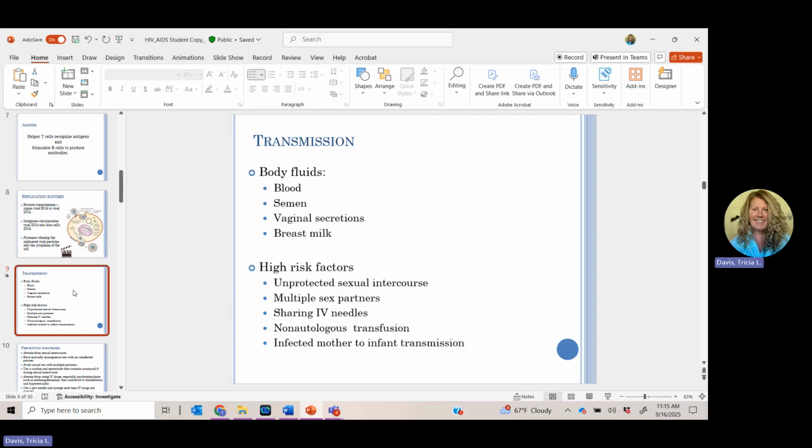So how is it transmitted? You definitely need to know this. Body fluids: blood, semen, vaginal secretions, breast milk. And you definitely need to know who the high-risk people are to develop this. Unprotected sexual intercourse, that's a big one. Multiple sex partners, sharing IV needles, having a non-autologous transfusion, so getting a blood transfusion from someone that you don't know, obviously. And an infected mother can transfer that to her infant child.